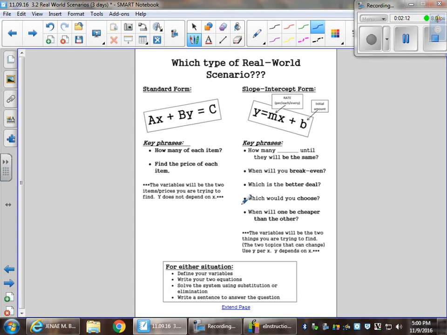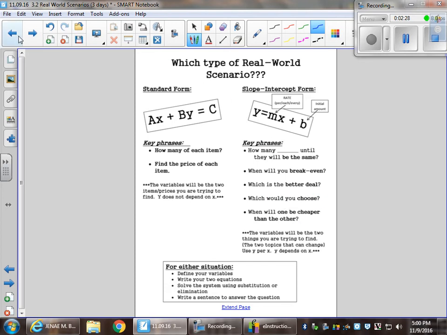And here we have more options for slope-intercept form. How many until blank will be the same? When will you break even? Which is the better deal? Which would you choose? When will one be cheaper than the other?